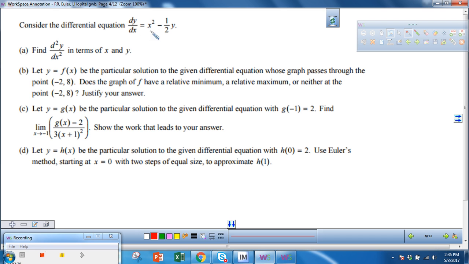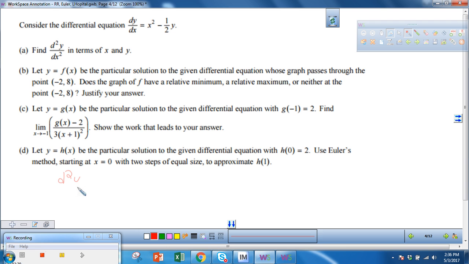Your first instinct may be to separate variables, but at a quick look, you can see you don't have the ability to separate variables here. That's something you may learn in Calc 3, but at this moment you don't have the ability to separate variables. So what you want to do is simply find the second derivative using implicit differentiation.